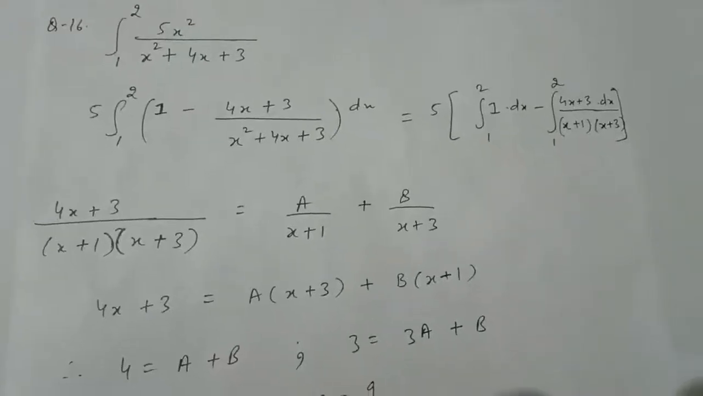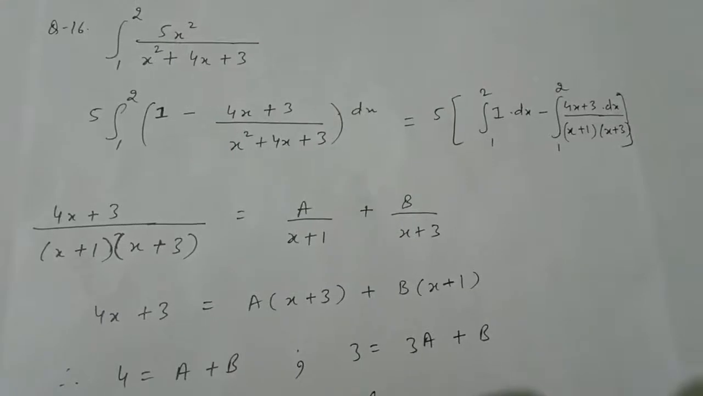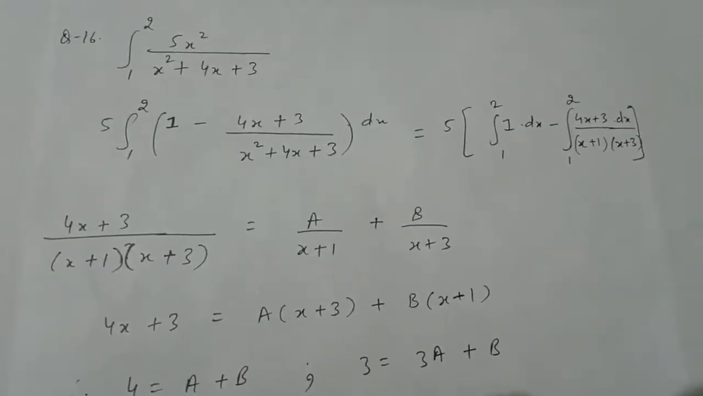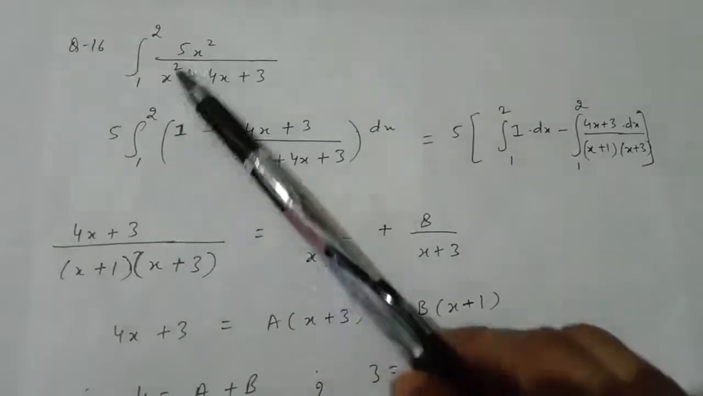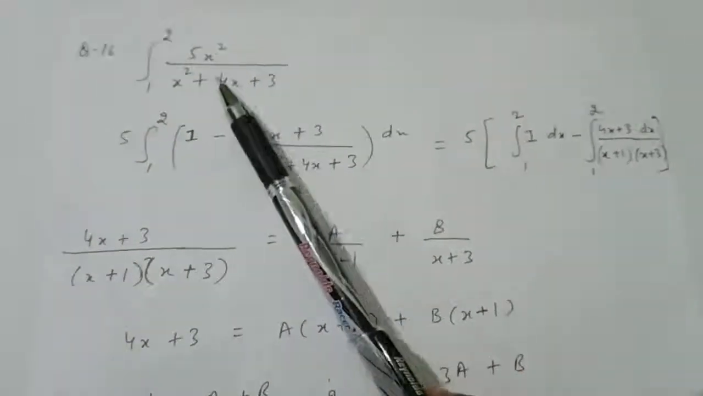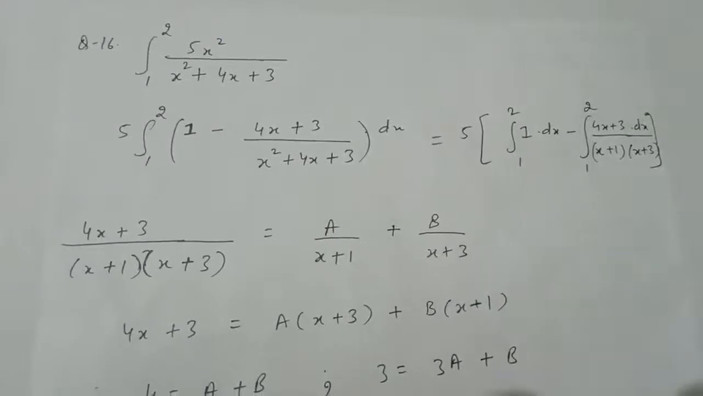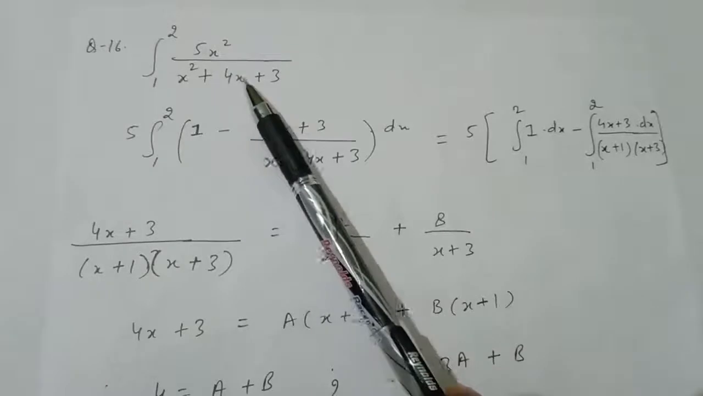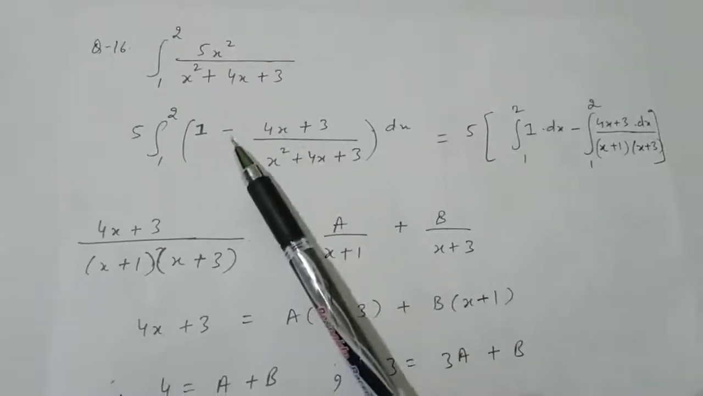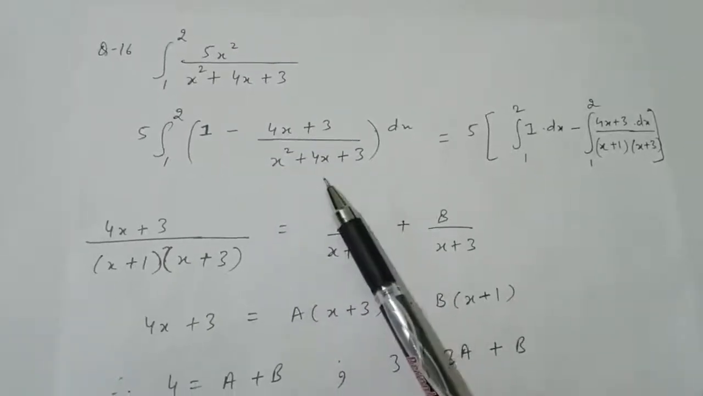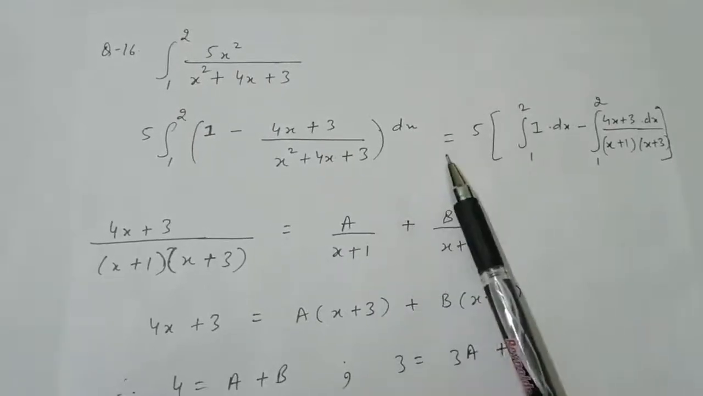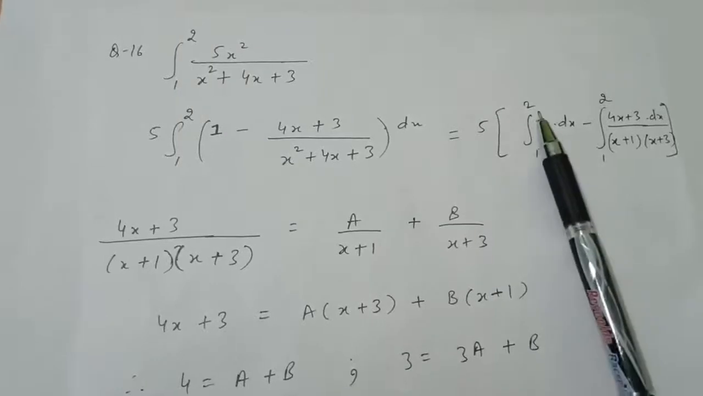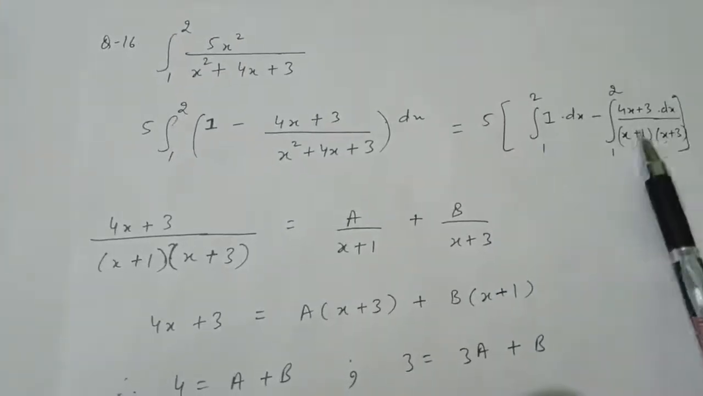Question number 16 is the integral of 5x square upon x square plus 4x plus 3, and the limits are 1 to 2, right? Now first of all this integral can be written as 5 outside, integral of this, x square upon x square plus 4x plus 3 can be written as 1 minus (4x plus 3) upon this, right? Which is equal to 5 into integral of 1 from 1 to 2 minus integral of this complete from 1 to 2, right?